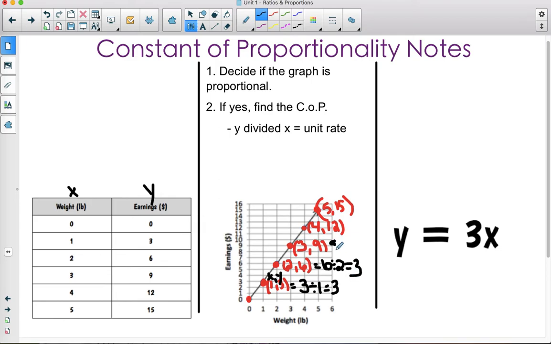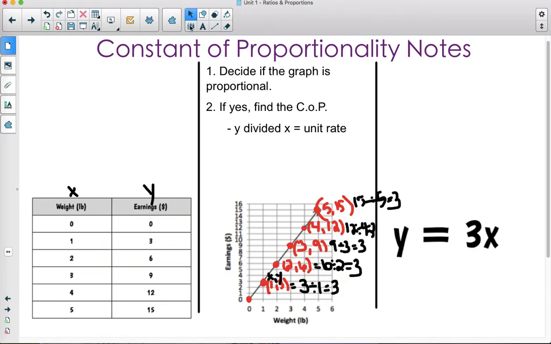Okay, 9 divided by 3 equals 3. 12 divided by 4 equals 3. And then the last one, 15 divided by 5 equals 3.